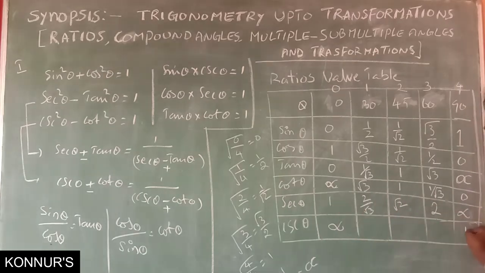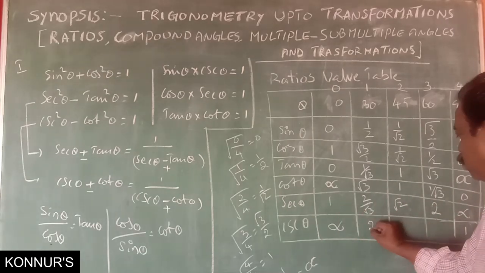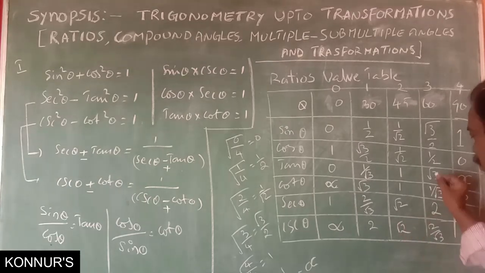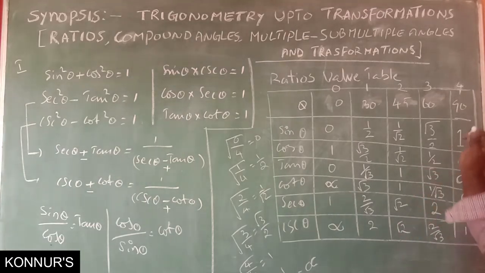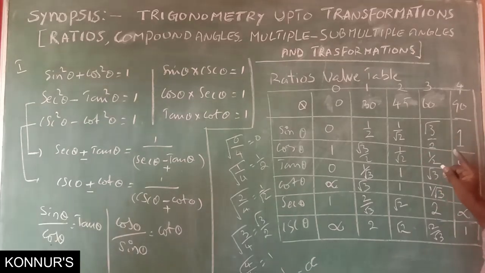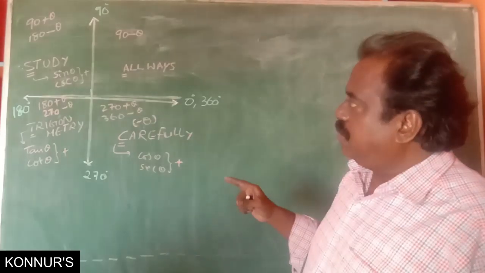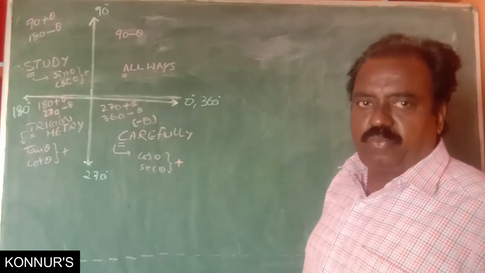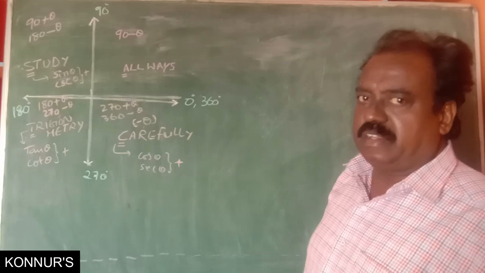Again, here it is 1. It is 2, I am replacing. It is 2 by root 3. It is as it is root 2. That is the thing. Clear? In the synopsis, in trigonometry, this table is very, very important.